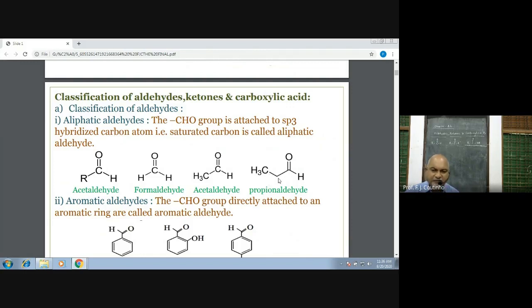So it is a bond line formula. Here this is C double bond O, H, CH2, CH3. So CH3, CH2 becomes ethyl. And this is the third carbon, that's why it becomes propane, and that's why it is known as propanaldehyde. Here it is acetaldehyde. We cannot say ethanaldehyde.